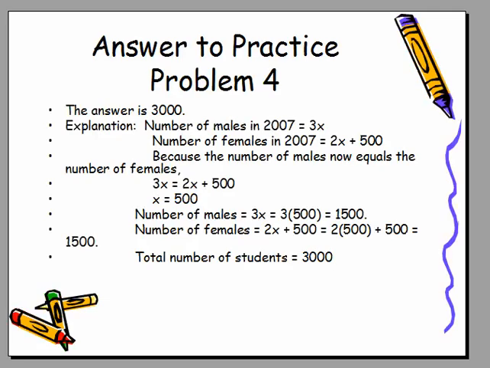The answer is 3,000, and here's the explanation. The number of males in 2007 was 3x. The number of females in 2007 was 2x plus 500. Because the number of males equals the number of females, we can set the expressions equal to each other and get an equation of 3x equals 2x plus 500. Solving for x gives x equals 500. The number of males equals 3x, which is 3 times 500, or 1,500. The number of females will also be 1,500. Adding 1,500 plus 1,500 gives 3,000.